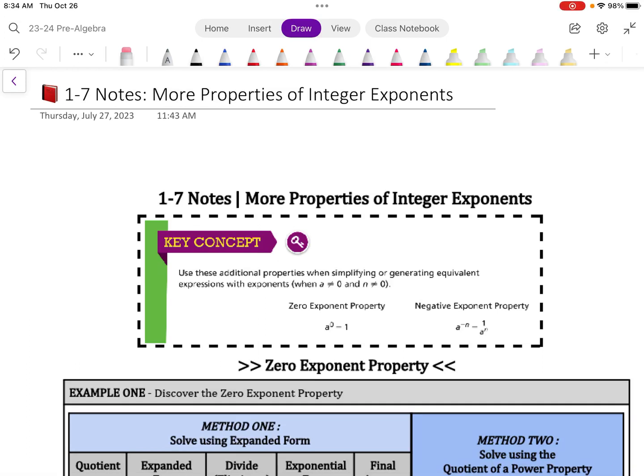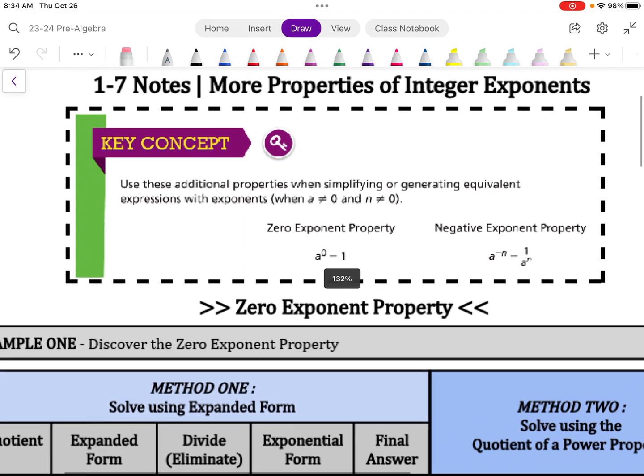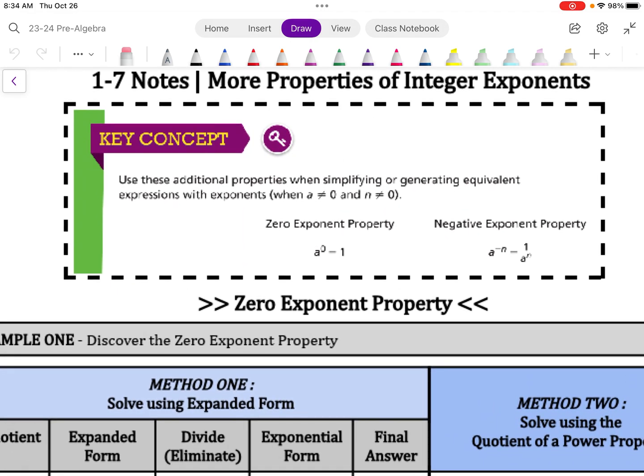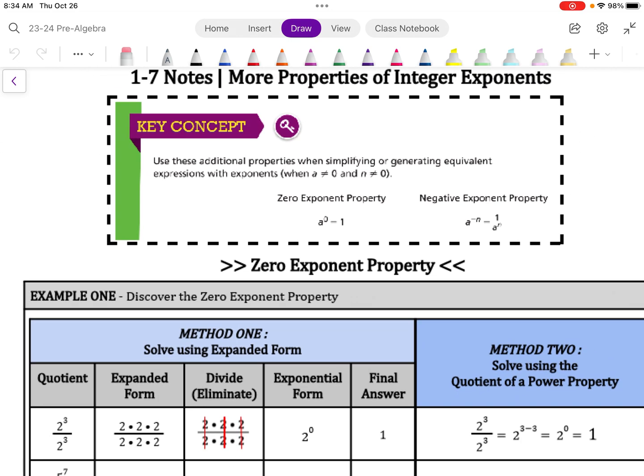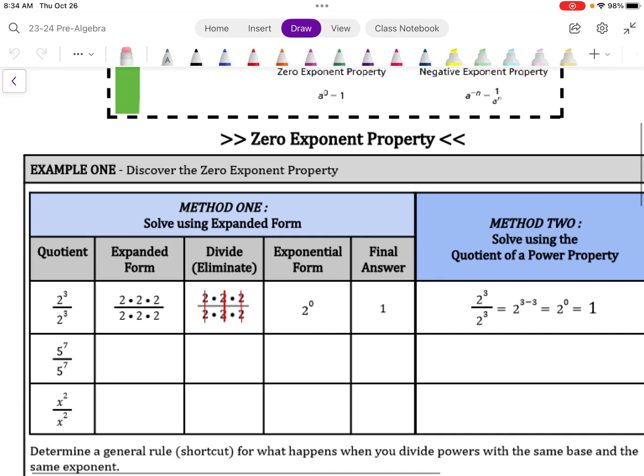These are pre-algebra notes for section 1-7. We're going to look at a few more properties of integer exponents. So we've got this key concept, and we will be able to use this once we've learned the rules. The rules we're going to learn today are for the zero exponent property and the negative exponent property.